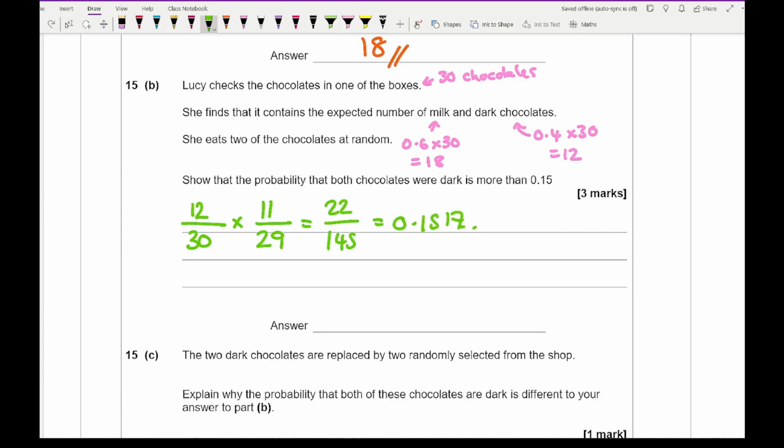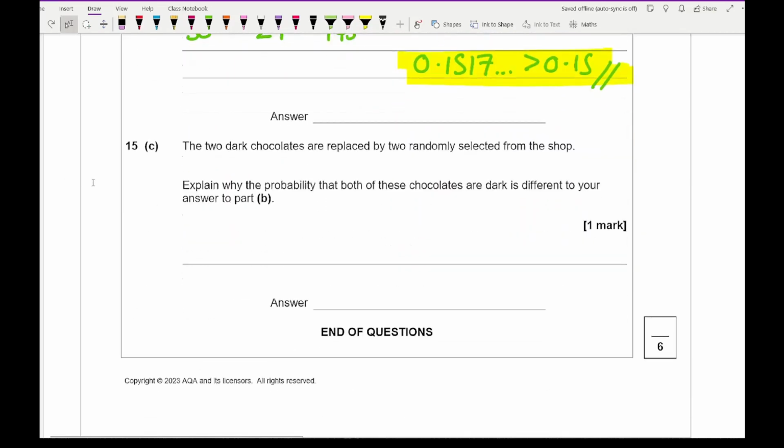0.1517, and so on. And then when it comes to show that it's more than a number, all you need to do is write the answer of 0.1517, making sure you have a few digits after the 0.15, is greater than 0.15. So there we go. It's really important that when you're going through these types of questions, where it gives you a value that you want to show is more or less, then make sure your last line in your answer looks like an inequality where you are proving or disproving what they've actually asked you to show.